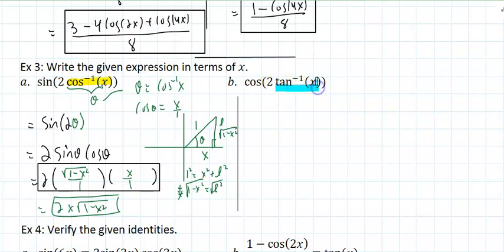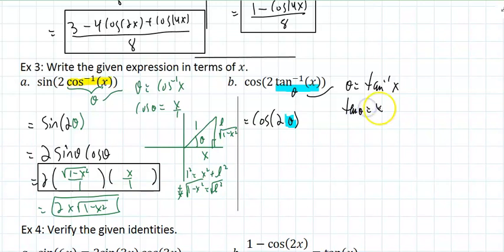This is an angle. That's theta. So I'm looking for the cosine of twice theta. Here I have 3 options. Any one of them will do. Either way, I need the cosine or the sine for this to work. So I'm going to go on the side and say, if I let theta equal the inverse tangent of x, that means tan of theta equals x over 1. My triangle is in quadrant 1. We know that.